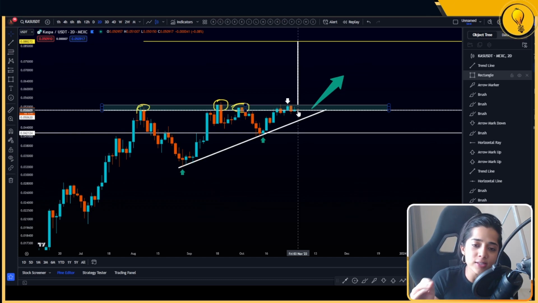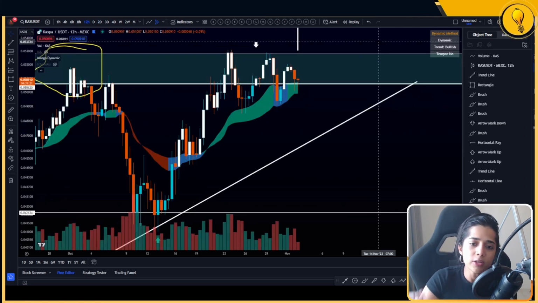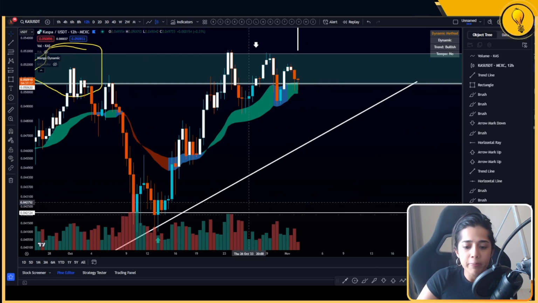Now, as far as a pullback opportunity on Caspa is concerned, remember what we saw on the dashboard. The dashboard is actually telling us that we could see a pullback. I'm keeping my pullbacks very simple on Caspa. I'm going to be looking towards the 12-hour time frame. I'll be looking towards the dynamic cloud. If we lose the dynamic cloud, I'm saying we're coming back down.